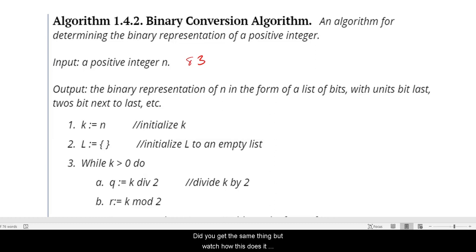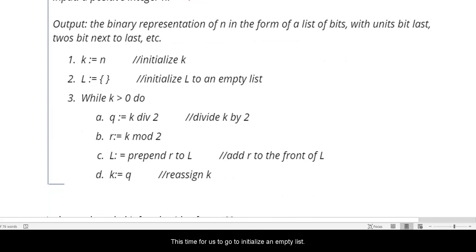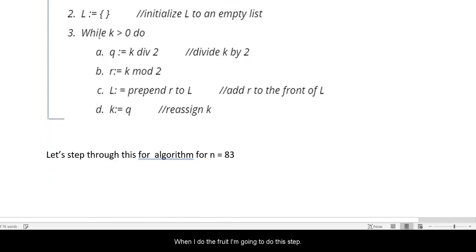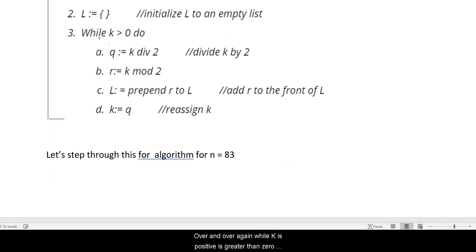But watch how this does it. Remember before we were taking the quotient part and we had to figure out where to start. This time, first you're going to initialize an empty list. And you're going to take a value k and define it as your input number at the beginning. So in the beginning, k is going to be 83. I'm going to do this step over and over again while k is positive. When you see this greater than 0, think is positive.